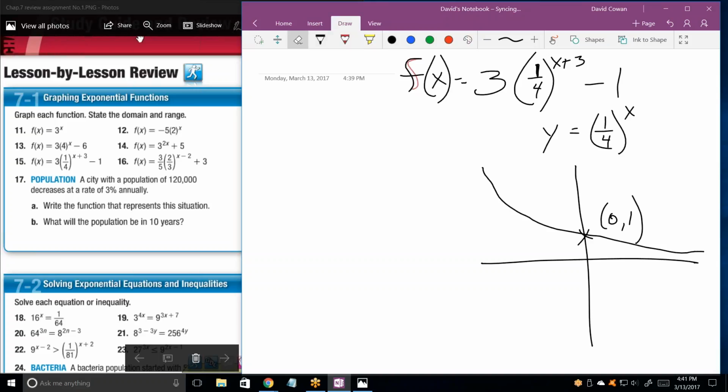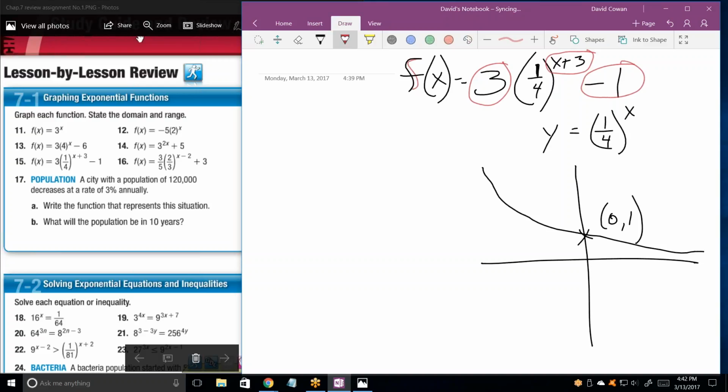Okay. Now, we got 3 things going on. We got this, we got this, and we got this. Let's take them one at a time. Let's start with, well, it's important to remember that whenever you're dealing with transformations, you always do reflections first. And it matters. You will get a different looking graph sometimes if you don't do your reflections first.